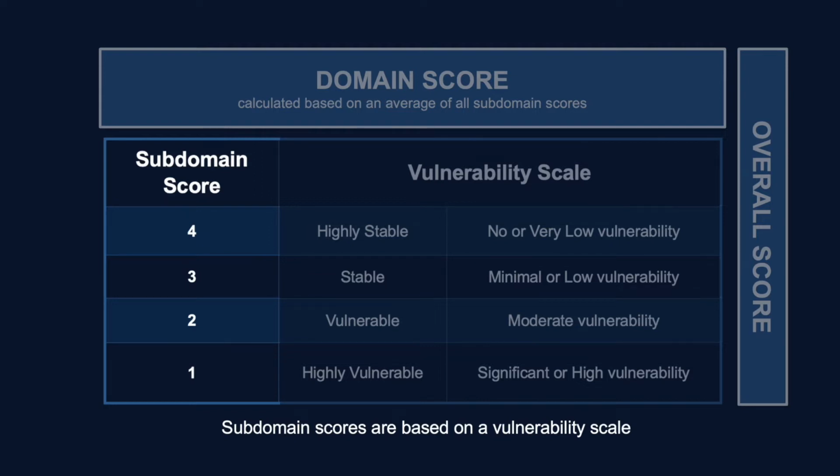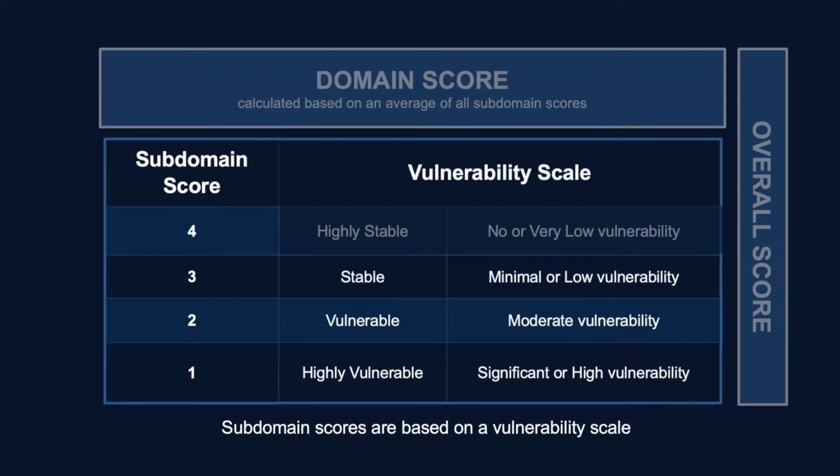A score of 1 means the survivor is highly vulnerable in that subdomain. A score of 2 means the survivor is vulnerable in that subdomain. A score of 3 means the survivor is stable in that subdomain. A score of 4 means the survivor is highly stable in that subdomain.